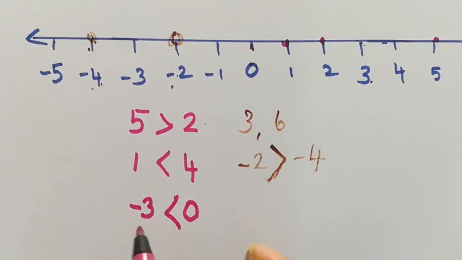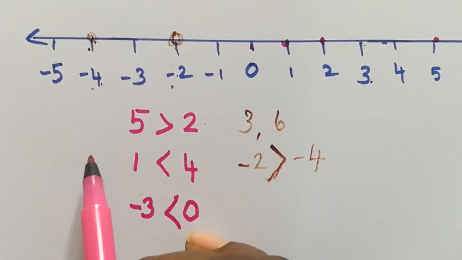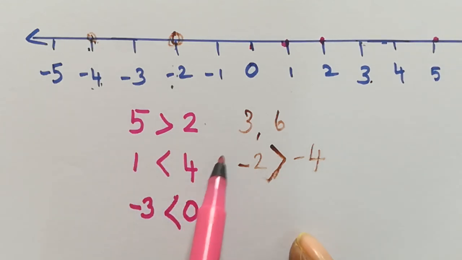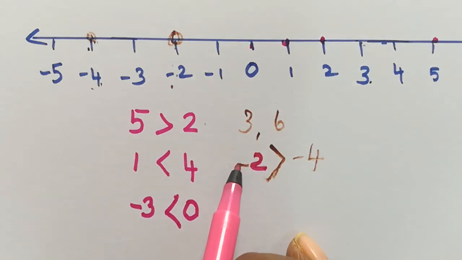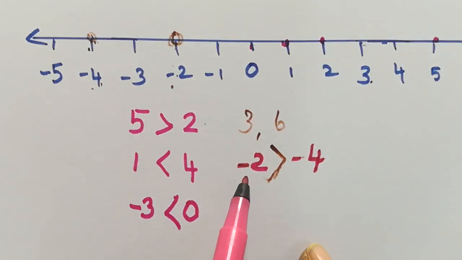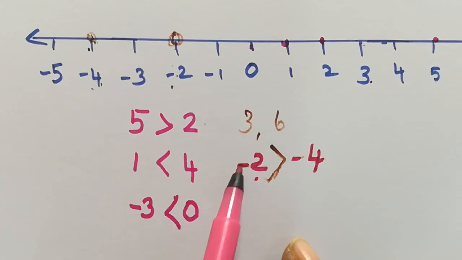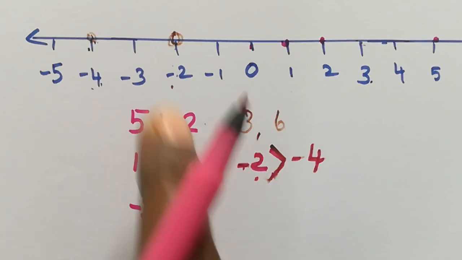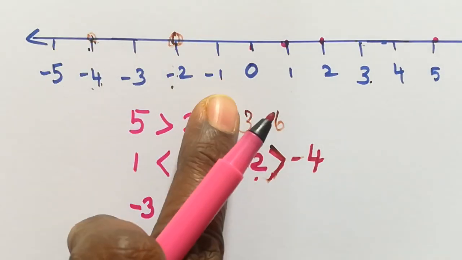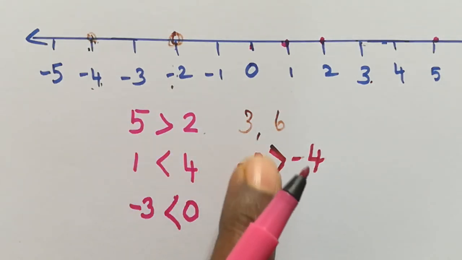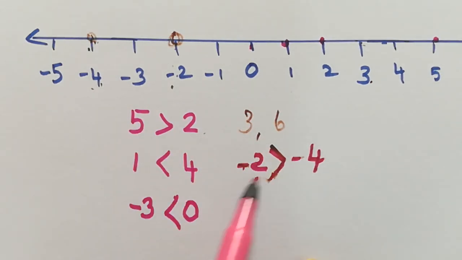In short, for negative integers, the number which has the smaller numerical value is greater. Here it is minus 2 and here it is minus 4. Which is the smaller number? 2 is smaller. So minus 2 is greater, because minus 2 comes towards the right side of the number line, isn't it? So for negative integers, the number with the smaller numerical value is greater.